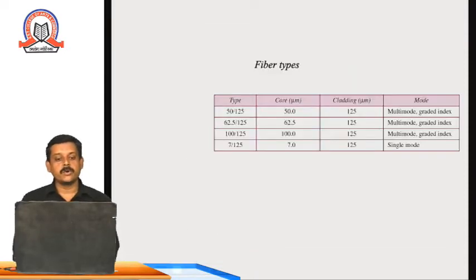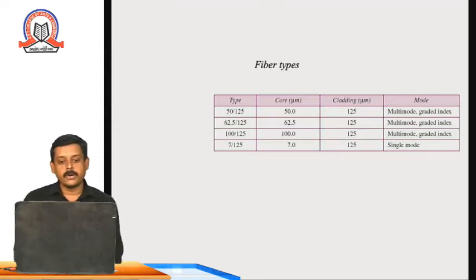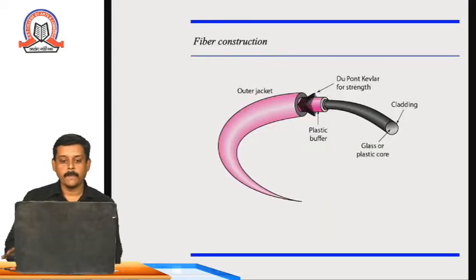The different fiber types are 50.0, 62.5, 100.0 and 7.0. These are the core sizes of the particular fiber optic cable, and they are used for different kinds of modes like multimode, graded index, or single mode.